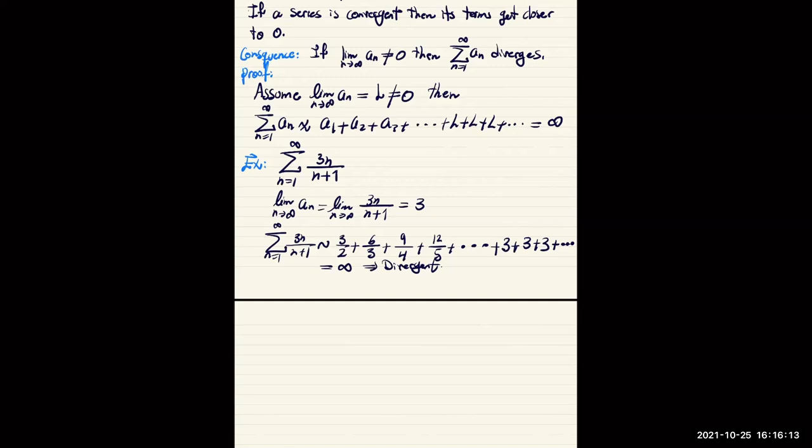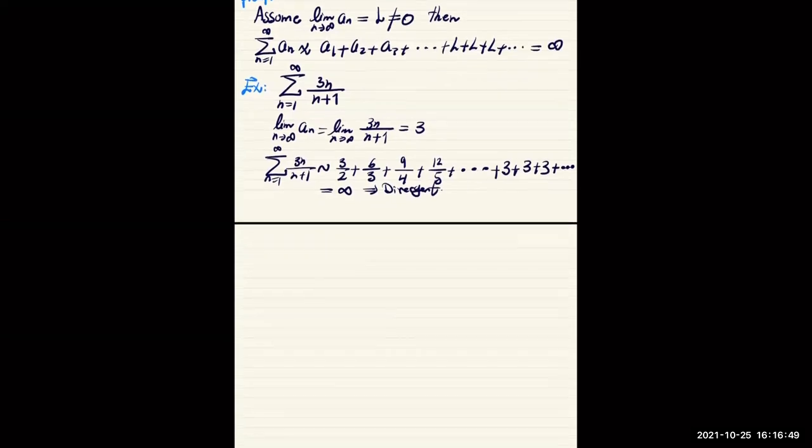This consequence right here is your first test. As I said, we have tests. In chapter 11, we're going to learn about tests that will tell us if series converge or diverge. We have the integral test, section 11.3. We have the comparison tests, section 11.4. We have the ratio test. We have the root test. We have a bunch of these tests. This is the first of the tests. This is called the nth term test.